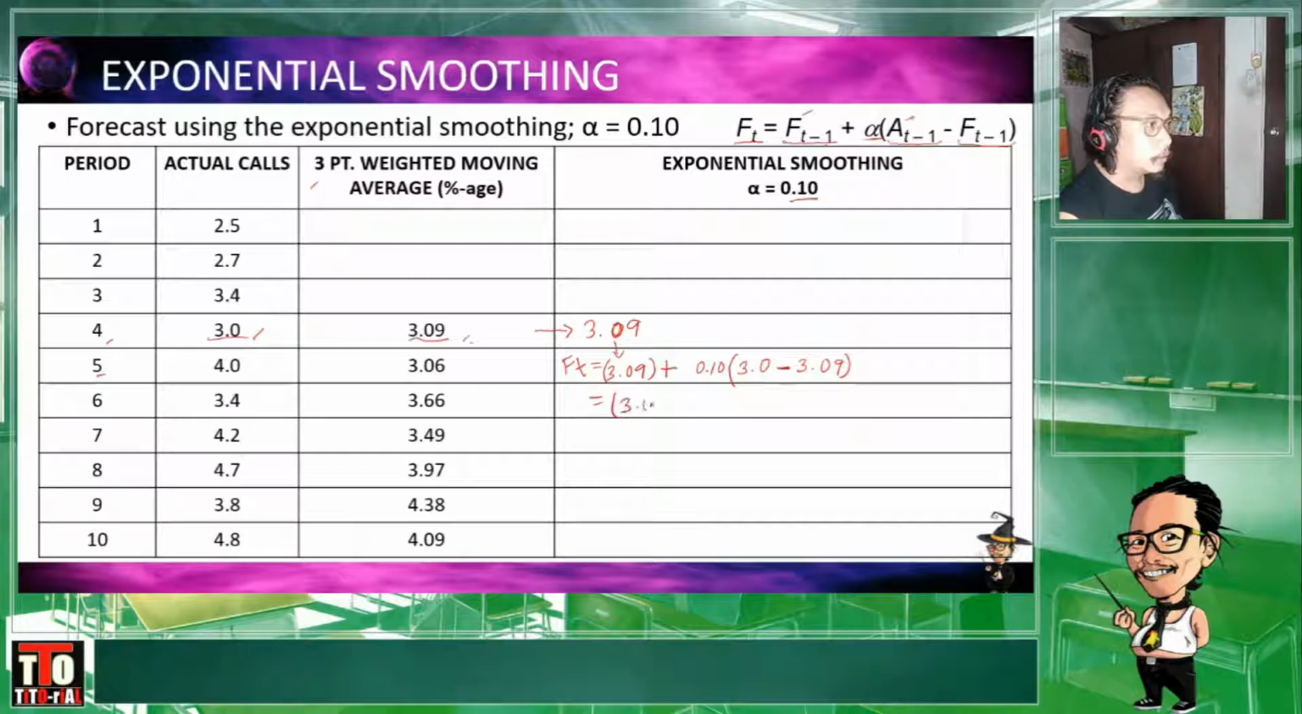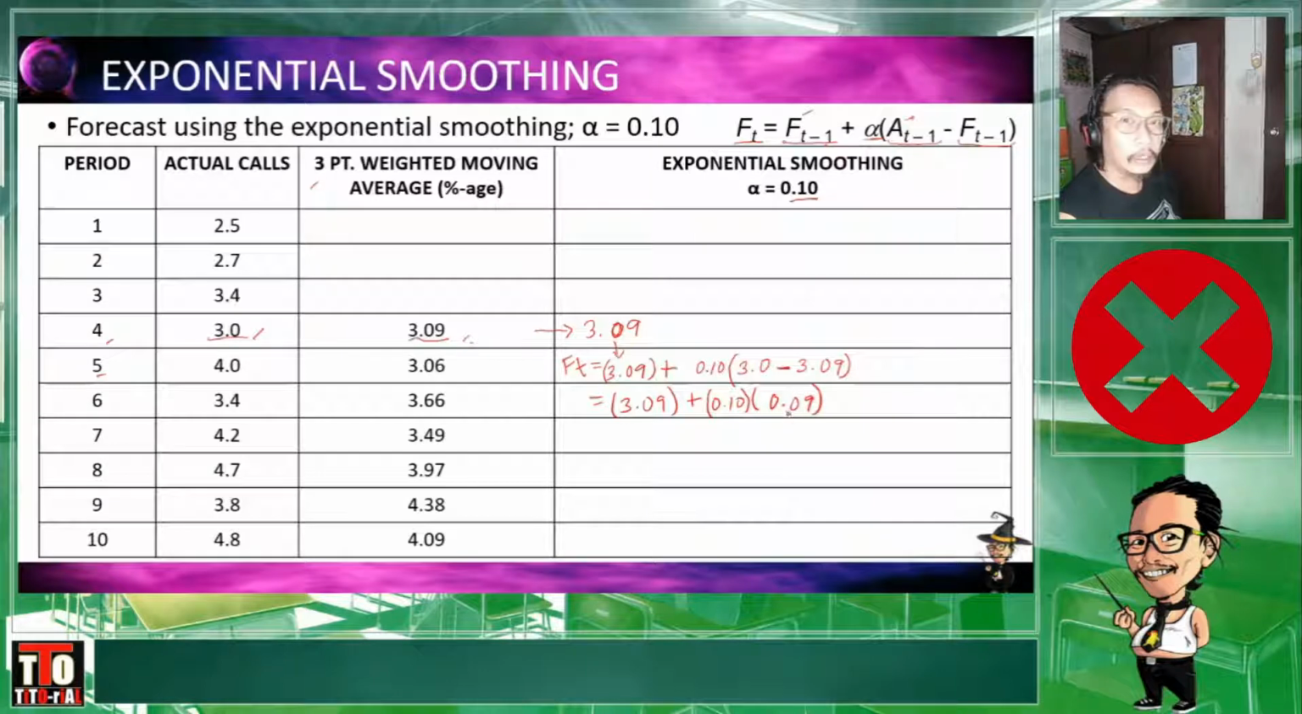So, 3.09 plus 0.10, and then bigyan ko na rin parenthesis to kasi i-multiply din naman natin yung 0.10 sa sagot ng 3.09, 3 minus 3.09. So, 3 minus 3.09 will give us 0.09. Okay? And then, multiply naman natin itong nasa parenthesis.